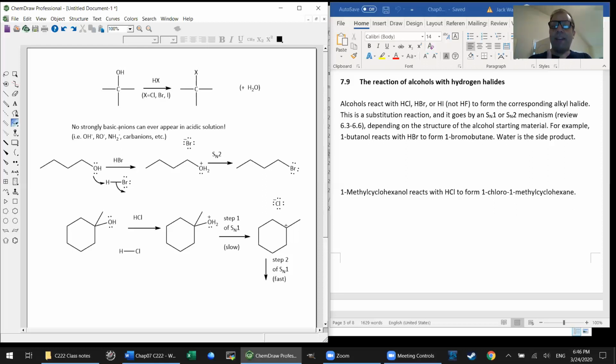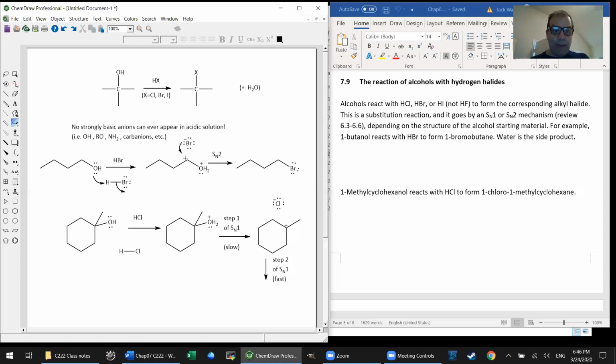So Br minus, Cl minus, I minus, HSO4 minus. How about that one? The conjugate base of H2SO4, which is a very strong acid. So those are okay in acidic solution, but not very strong bases. And I think you have some idea of some species that are very strong bases, again, from your Gen Chem.